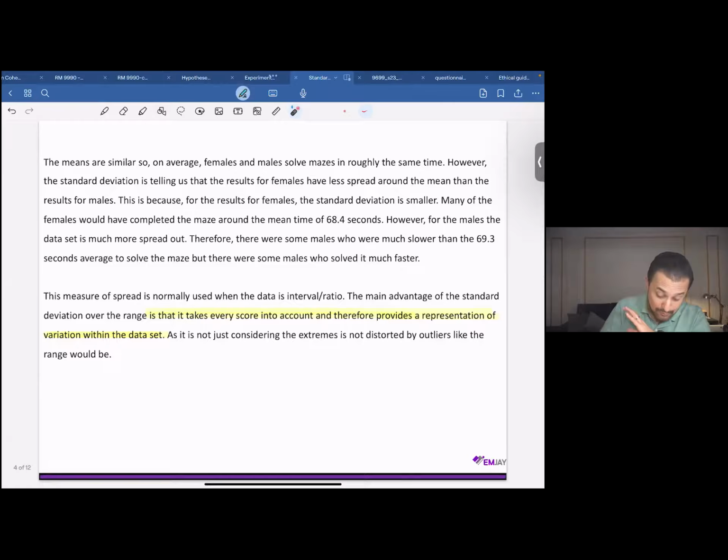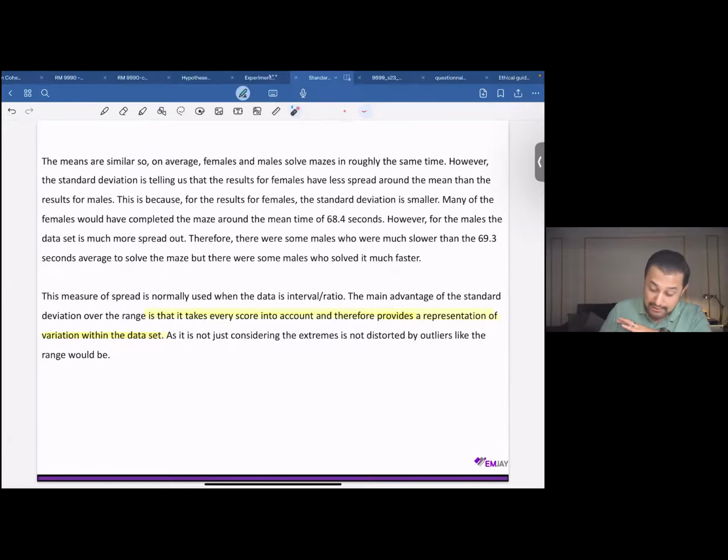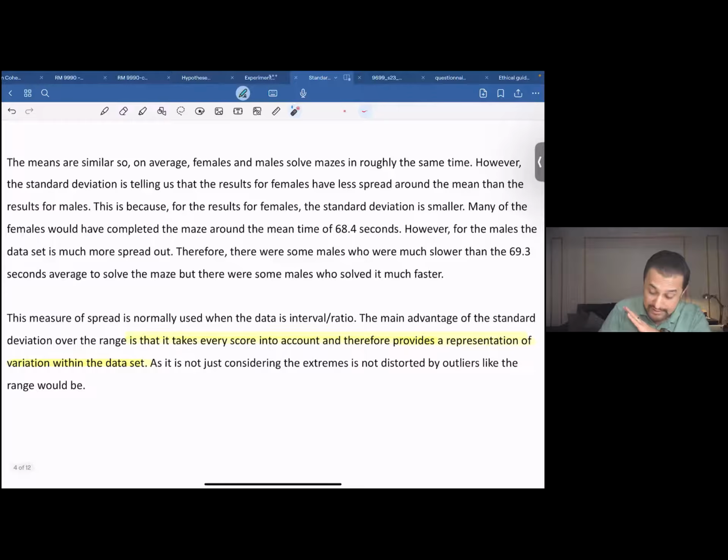I'll explain this to you now. The means are similar, like I said. On average, females and males solve mazes in roughly the same time. However, the standard deviation is telling us that the results for females have less spread around the mean than the results for males. So for females, the spread is less.